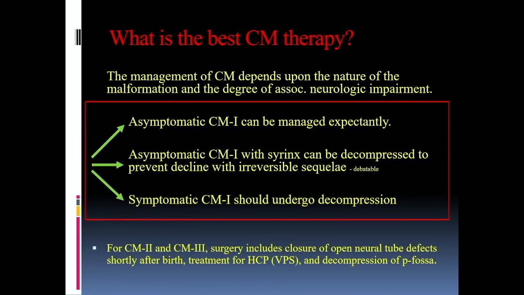So what's the best Chiari therapy if you have one of these patients in front of you? First, you need to define the disease. You need to identify it. And then you can say, what's your rule of thumb? My rule of thumb is this, a very simple rule of 3. Number 1, asymptomatic patients can be managed expectantly. If you truly have no symptoms, don't fix the picture, right?